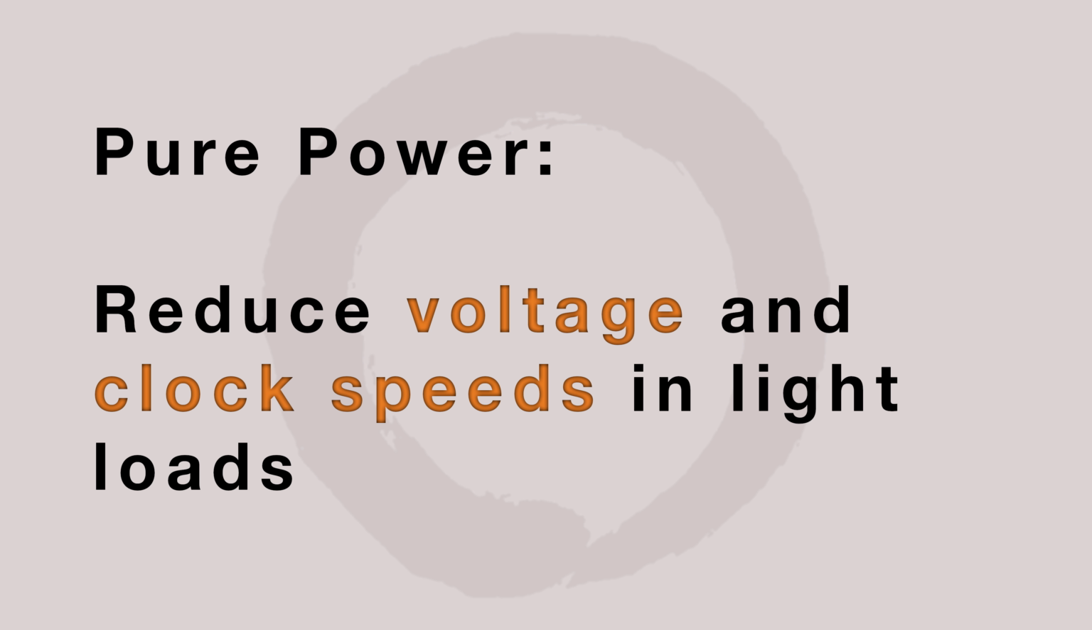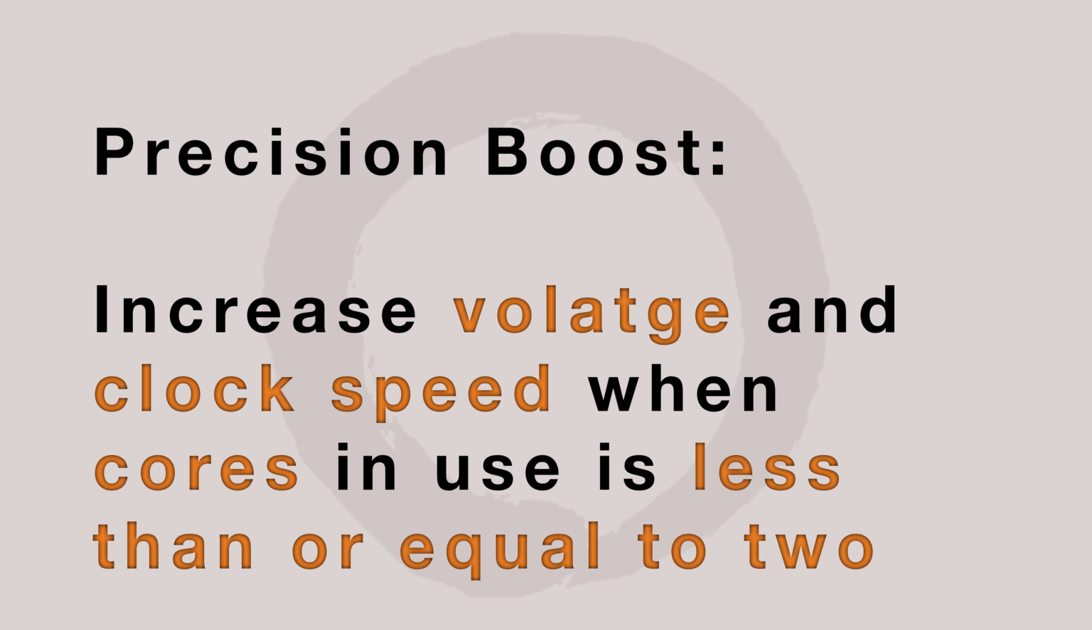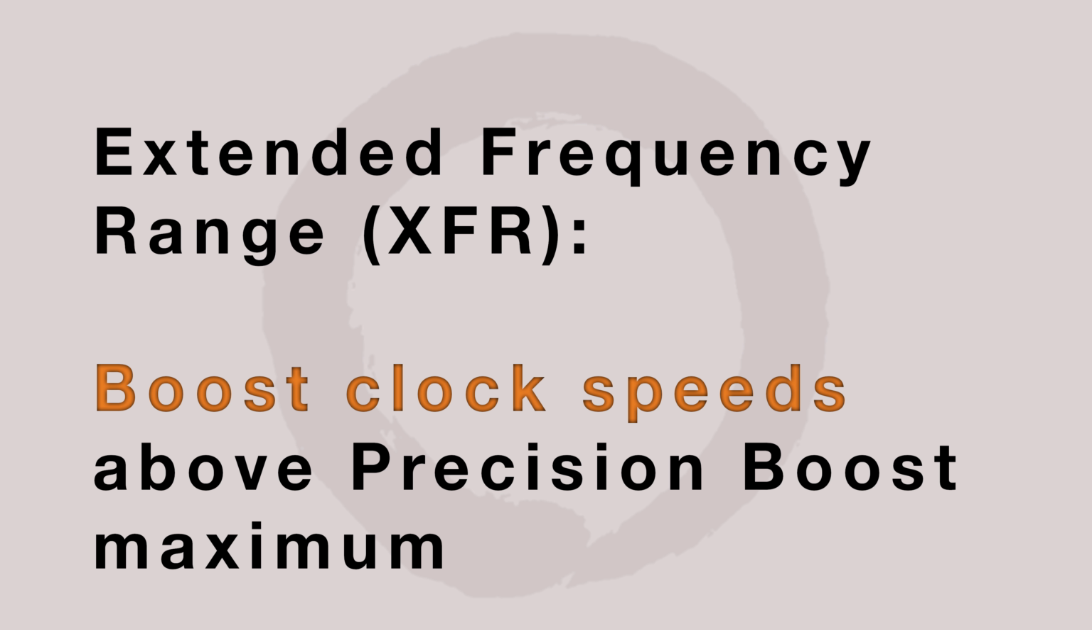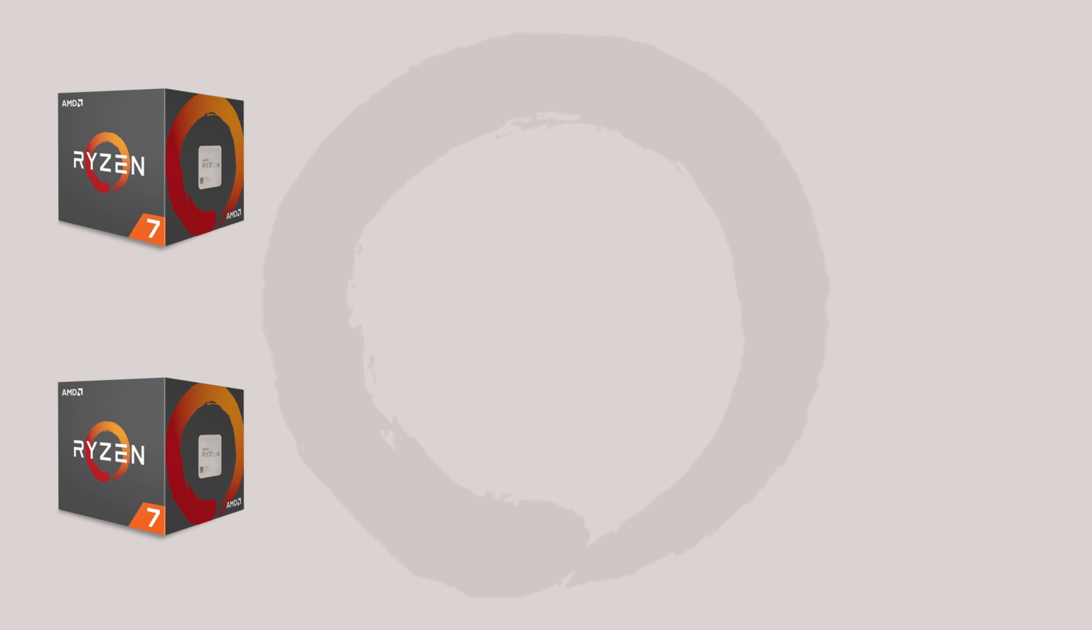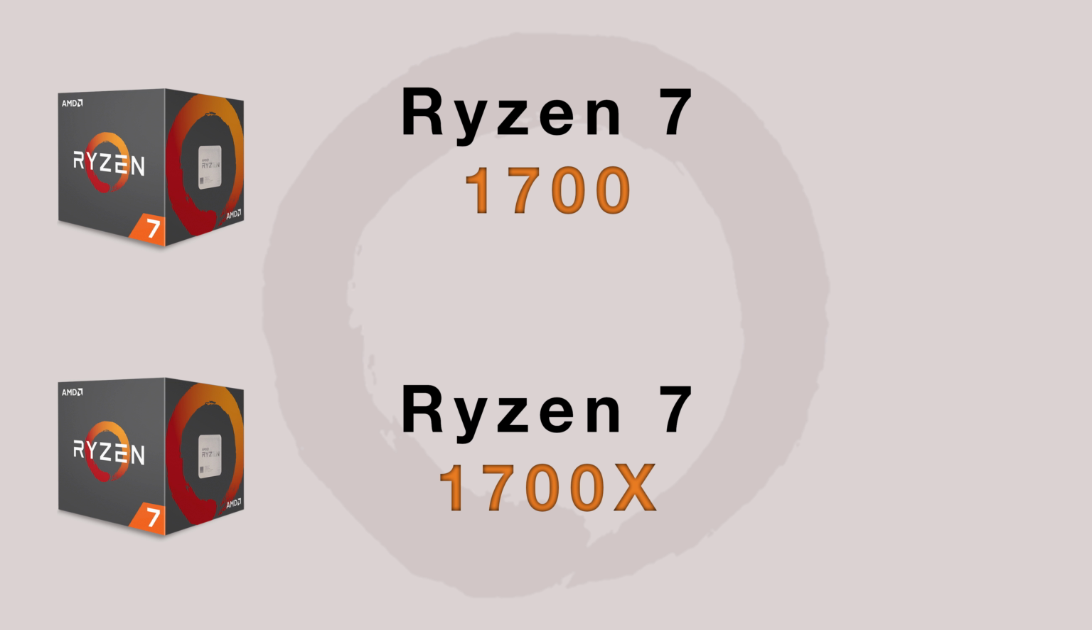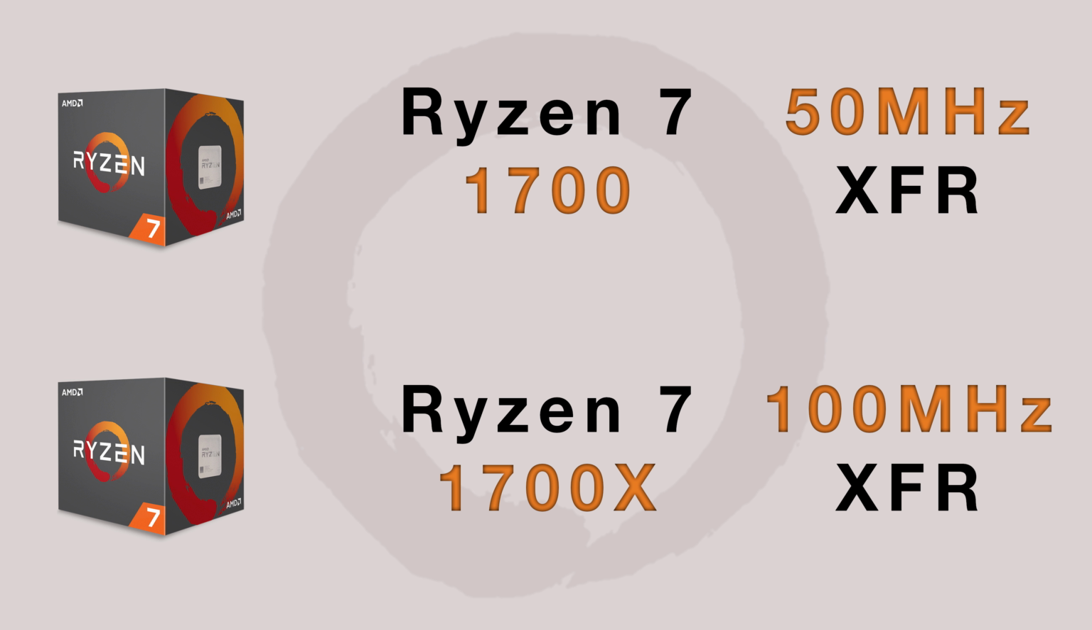AMD Pure Power will reduce the processor's voltage and clock speeds in light loads, while Precision Boost increases the processor voltage and clock speed while the number of cores in use is less than or equal to 2. The Extended Frequency Range, or XFR, automatically boosts clock speeds above Precision Boost's maximum when cooling is sufficient. Depending on whether you have an X or non-X branded SKU, your XFR could be either 50 or 100 MHz.